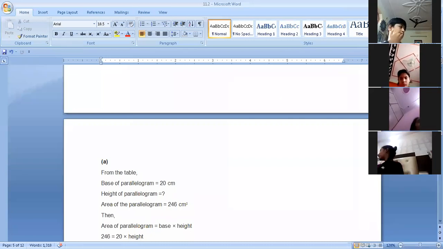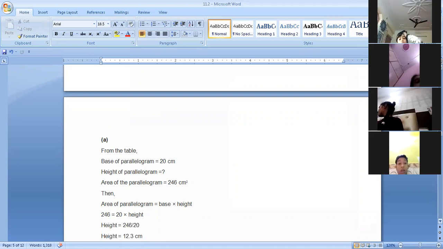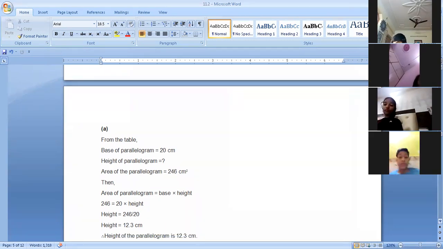Now, when you multiply right hand side, 20 is written. When we transpose this number, it will change into division. So 246 will be divided by 20. Right answer, Swastik, 12.3 centimeters is the correct answer. Height of the parallelogram is 12.3 centimeters.